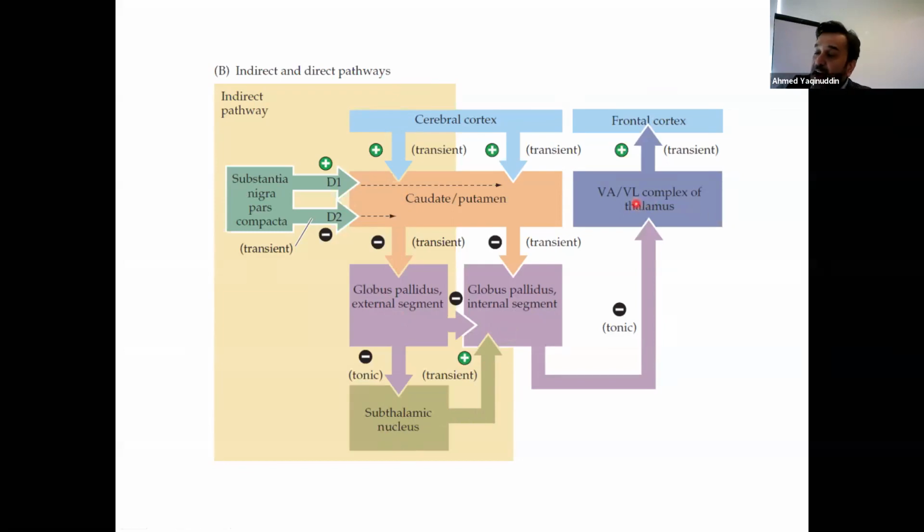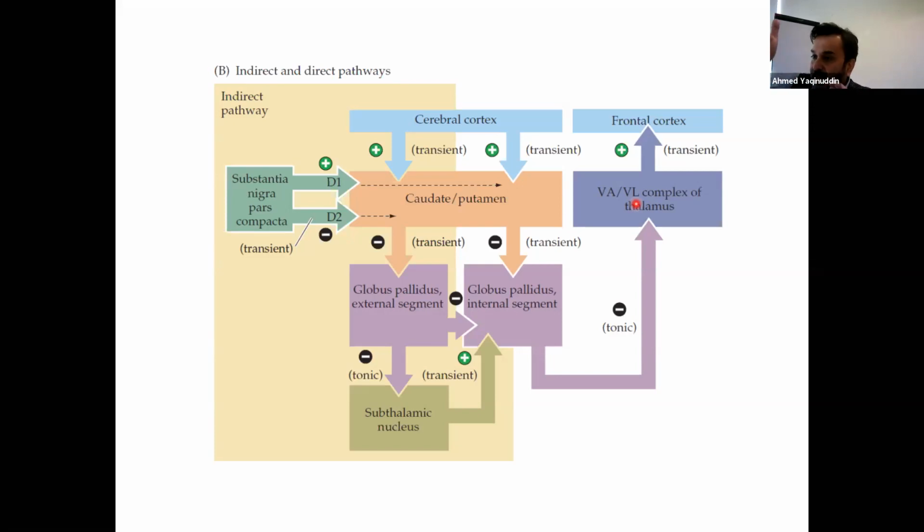So through the direct pathway, you were activating the movements, while through the indirect pathway, you are inhibiting or inactivating the motor response. So what is happening here? What you want is fine tuning of your movements. You need precise muscle tone, you need precise movement.